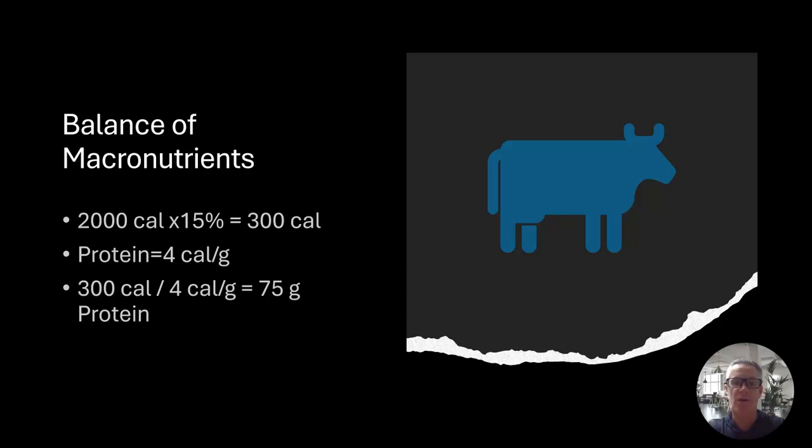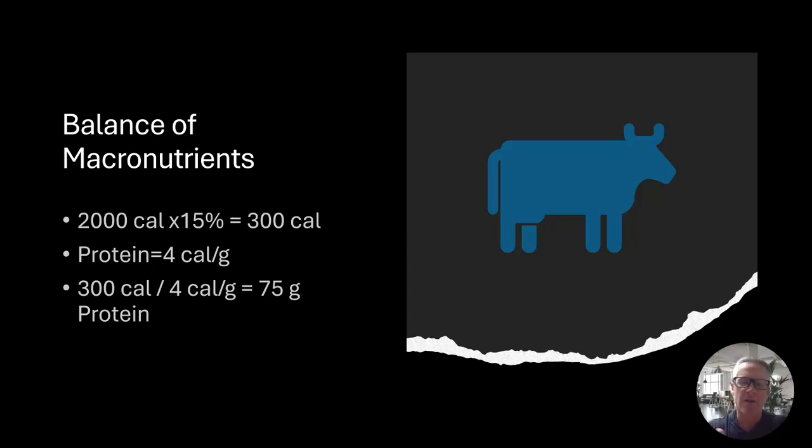And we know that the caloric density of carbohydrates is also 4 calories per gram, and fat is 9 calories per gram. So we know with protein it's 4 calories per gram. So we take that 300, divide it by 4. That gives us 75 grams of protein. That's per day, right? So I need to ingest 75 grams per day if I have a 2,000 calorie diet, right?